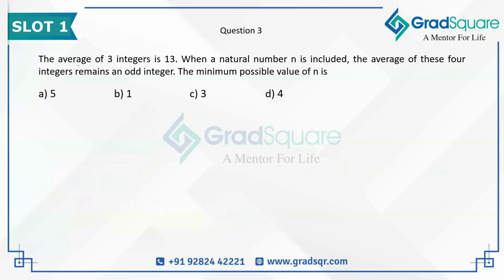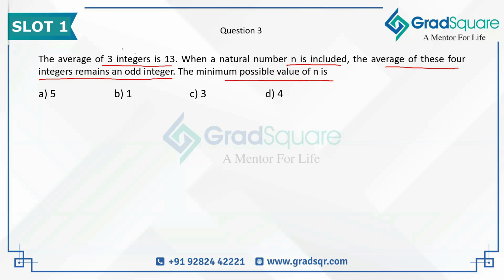Let's look at this one. The average of three integers is 13. When a natural number n is included, then the average of these four integers remains an odd number. The minimum possible value of n is what the question is asking.